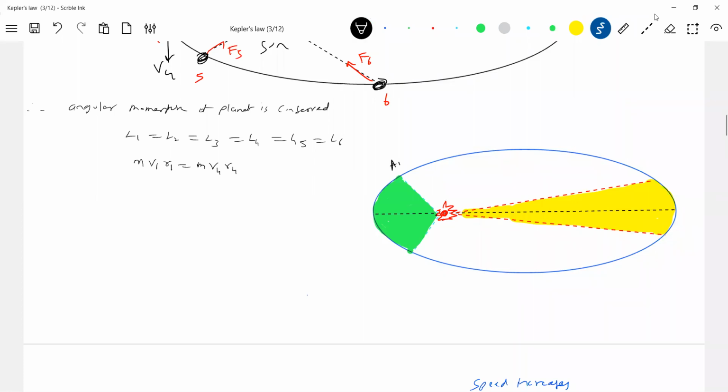So this is A1, A2, P1, P2, P3, P4. This is some area. And what time it takes to move from P1 to P2, and what time it takes to move from P3 to P4. Let me calculate that time. So this time let it be delta T12. This time let it be delta T34.